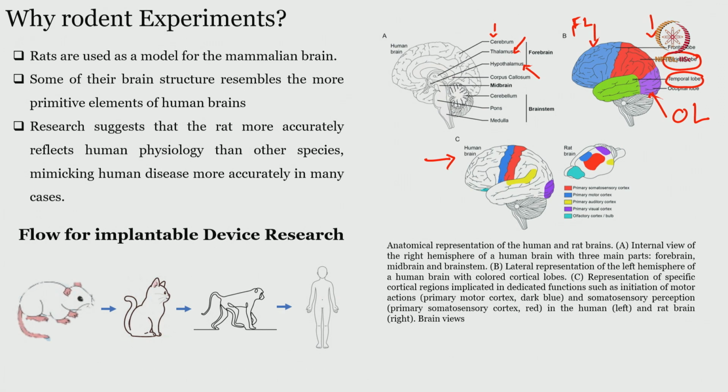Different regions have dedicated functions, for example, initiation of motor actions, which is the primary motor cortex, the blue color. The same goes for the rat's brain, which also has a motor cortex. Then we have the somatosensory cortex, for perception, which is the primary somatosensory cortex, the red color in the human brain. In the rat also we have the same thing.